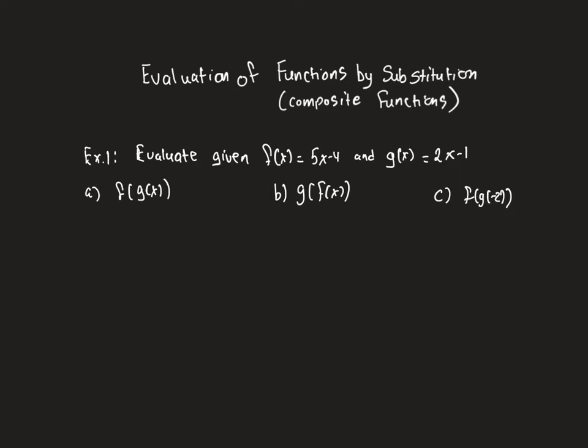Our first step here, if I'm telling you f of g of x. So, f of g of x is the same thing as saying, well, what is g of x? G of x is 2x minus 1. Alright? And actually, let's do this in a different color, just so you can see it's different. 2x minus 1.